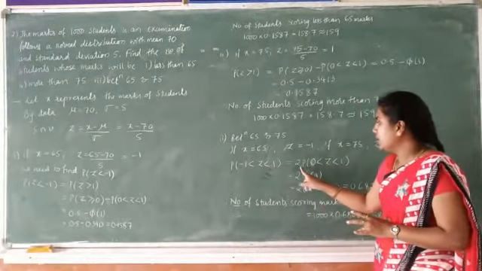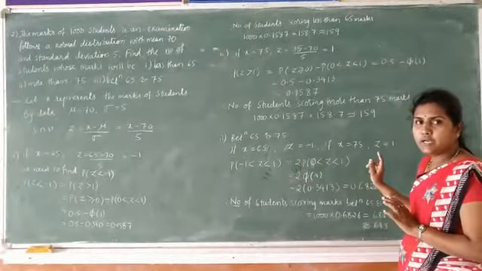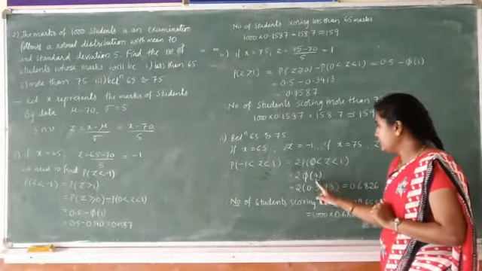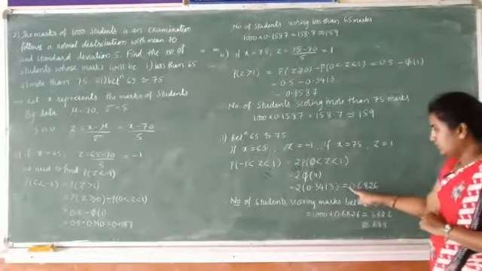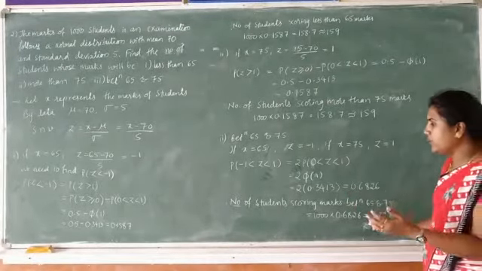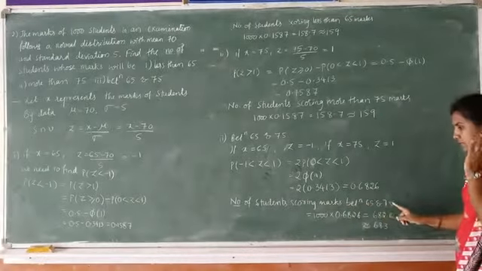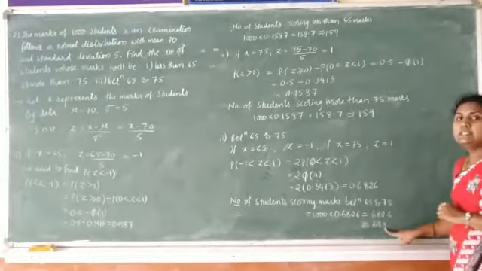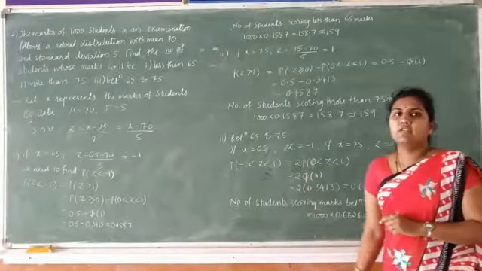You can write it as 2 into P of 0 less than z less than 1. Standard result. Then 2 into this you can write it as phi of 1, and substitute the value of phi of 1, that is 0.3413. 2 into 0.3413 is 0.6826. This is the probability. Now we need to find the number of students scoring marks between 65 and 75, that is 1000 into 0.6826. That is nearly 683 students scoring between 65 and 75 marks.